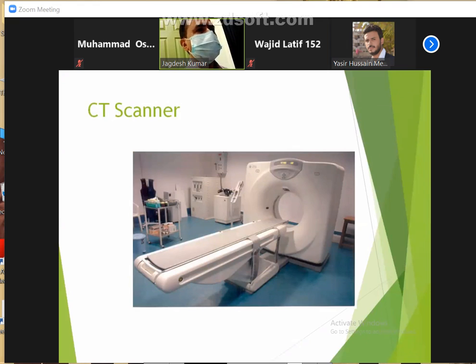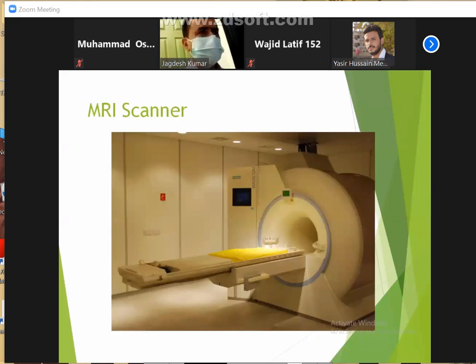This is a CT scanner. It is also used to add to the diagnostic facilities, like for patients who have some malignancy or some lesions which are not visible or identified with the X-ray; then it can be identified with the help of the CT scanner. This is an MRI scanner. It's not much used in the chest, but can be used in other places like the brain and the heart.